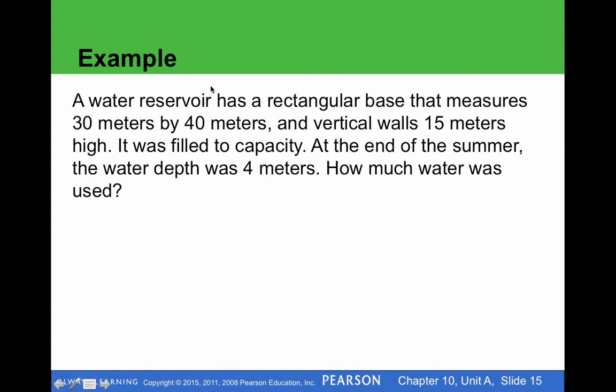Another example: a water reservoir has a rectangular base that measures 30 meters by 40 meters and vertical walls 15 meters high. It was filled to capacity. At the end of the summer, the water depth was 4 meters. How much water was used?